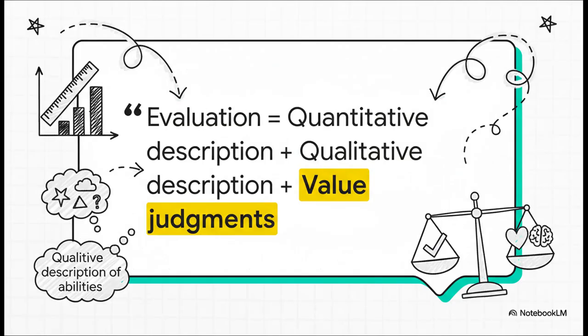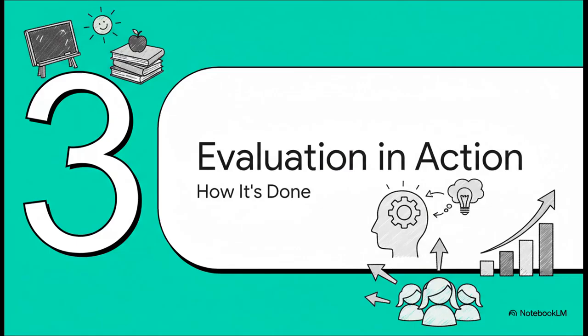And this really shows how evaluation is this powerful combination of things. You take the quantitative part, the score, you add a qualitative description of someone's abilities, and then, and this is crucial, you apply value judgments. It's a much bigger, more comprehensive process. Okay, so we've got the theory down. But how does this actually work in a real classroom? Let's take a look at how evaluation is put into practice.